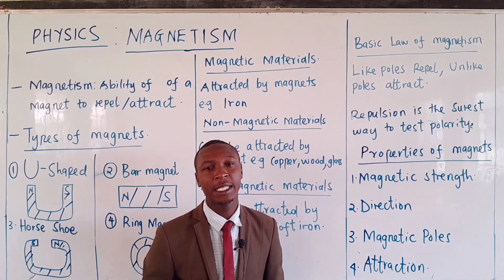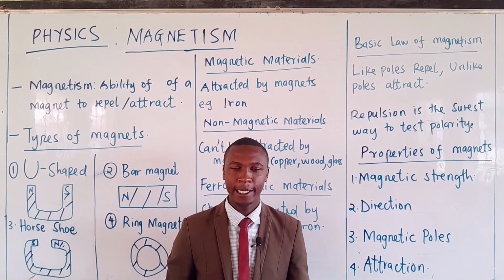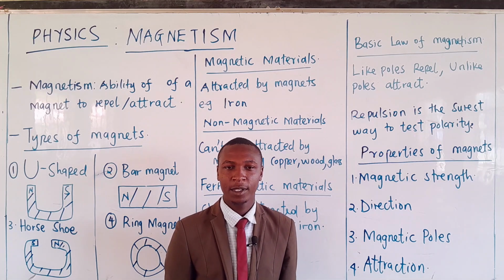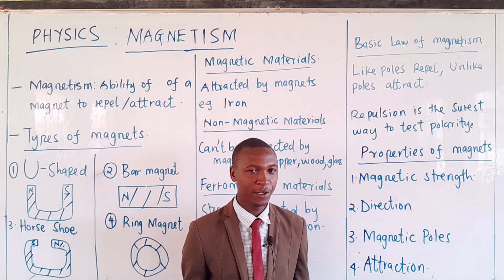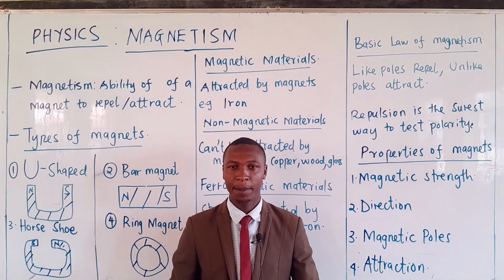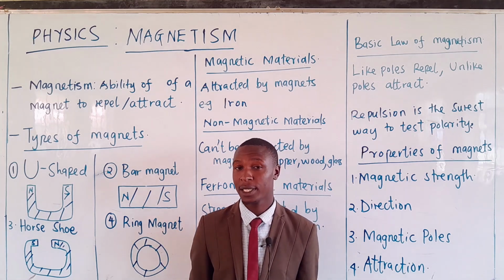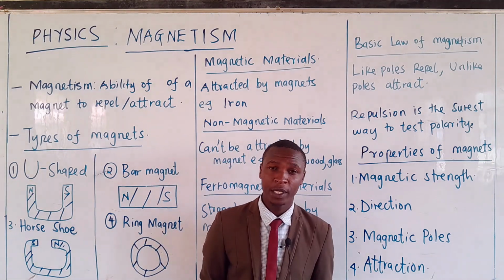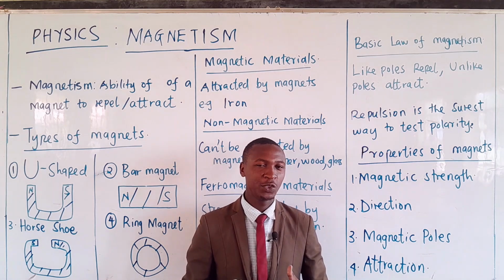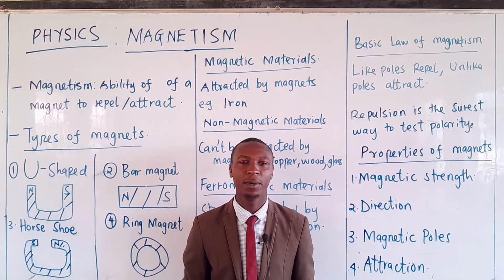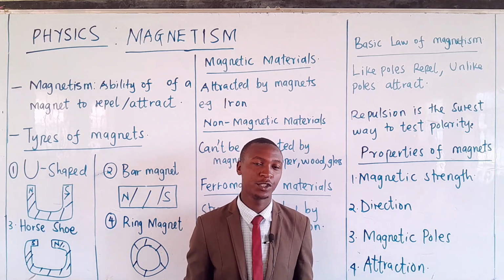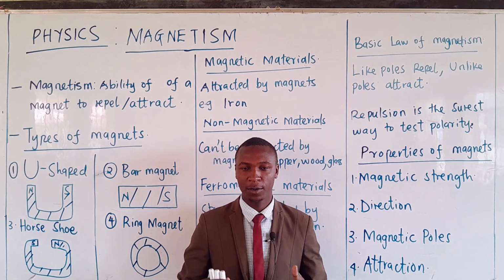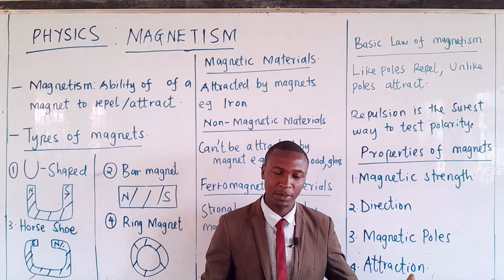And the reason is because, if you bring a magnetic material close to a magnet, it's definitely going to attract, but it can never repel. It cannot be repelled, even if it is an unmagnetic material. And therefore, we normally say that repulsion is the only surest way to test the polarity of given magnets, because if like poles are brought together, they are going to repel. But at no time will you bring a magnet close to a magnetic material and they repel.